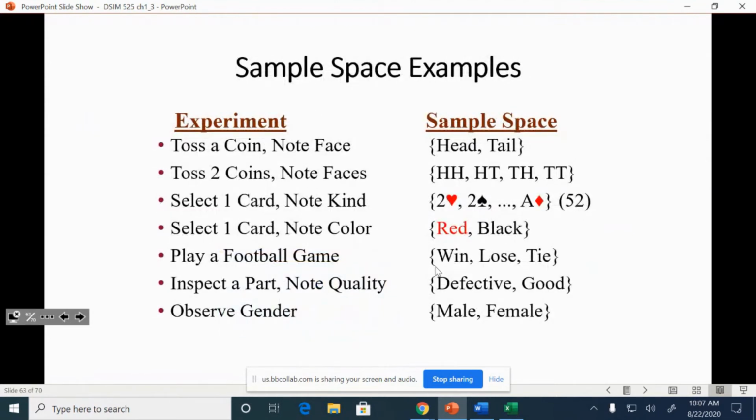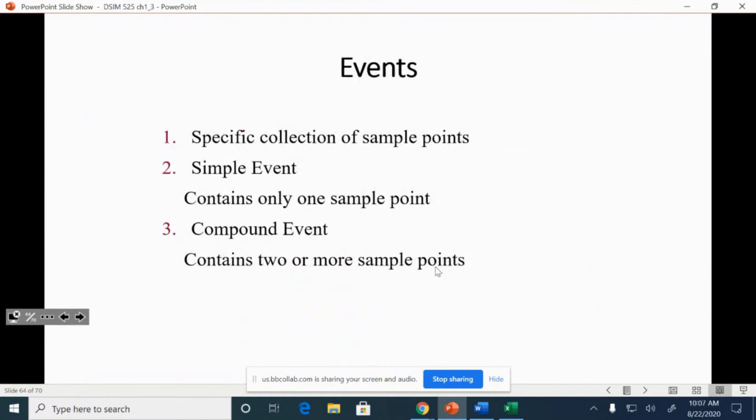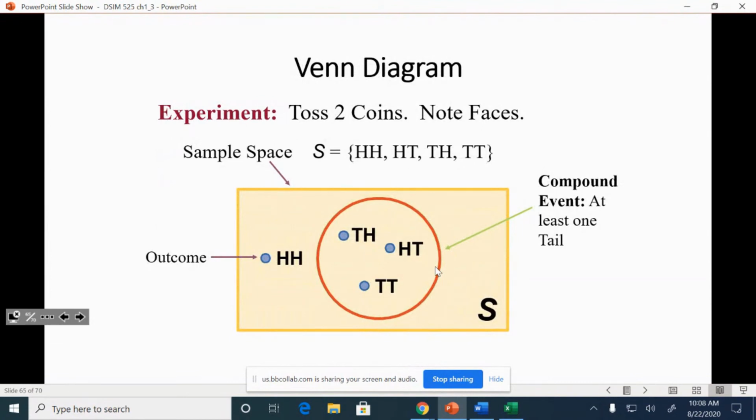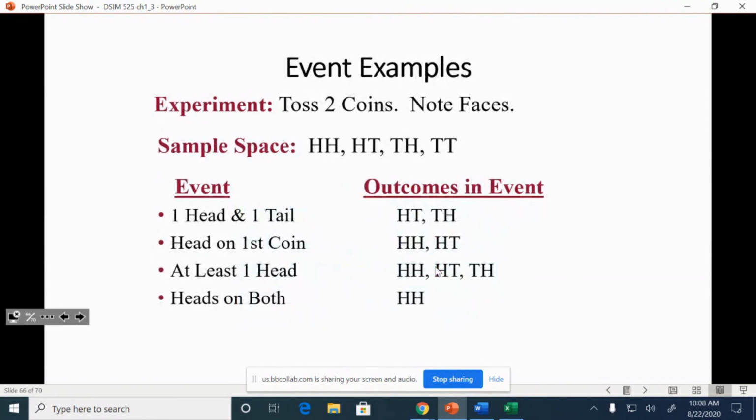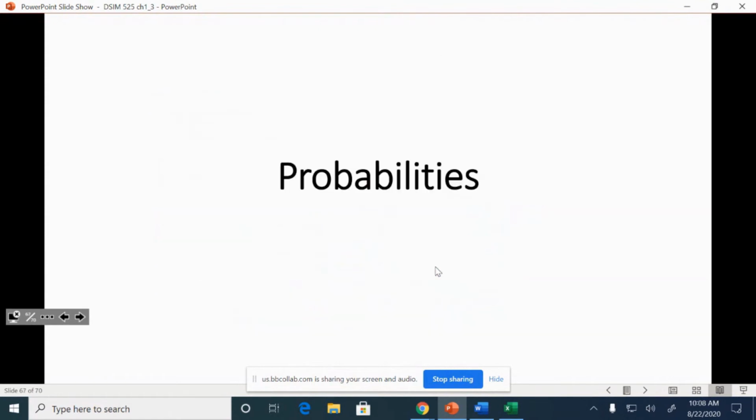So here are some examples. An event is a specific collection of sample points. A simple event contains only one sample point. A compound event contains 2 or more sample points. When we get into compound probability and factorials, I've put an Excel calculator in there that will help you calculate it so you don't have to do the factorials by hand. Venn diagram: if you toss 2 coins, that gives you your outcomes and your sample space. And examples, I'll post this if you want to go over it.